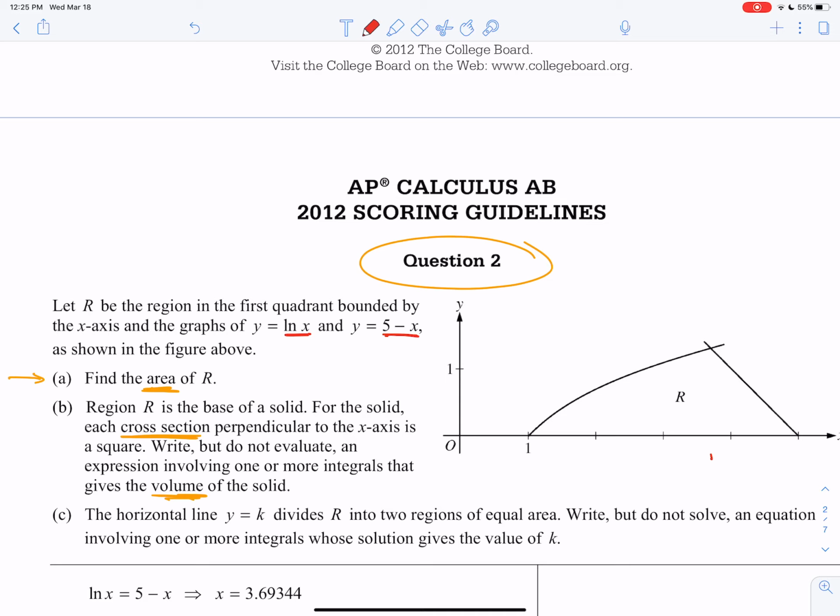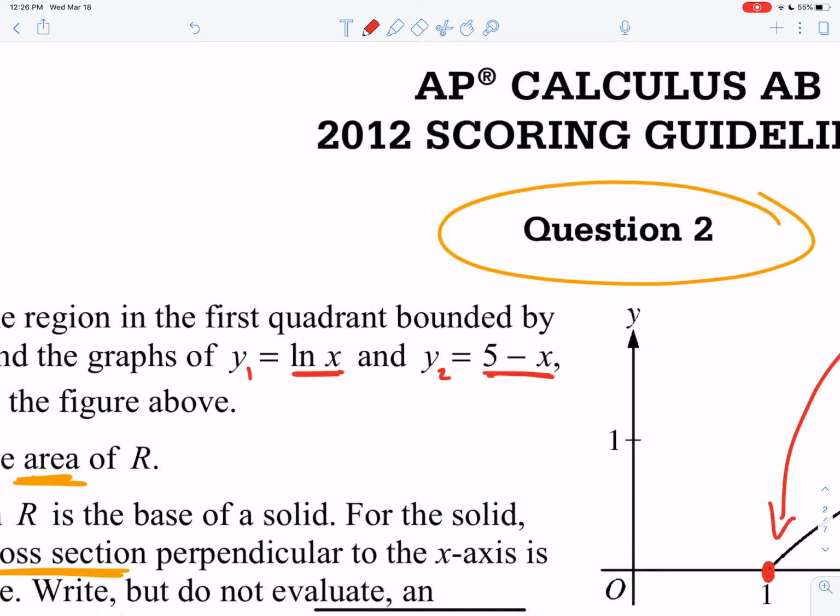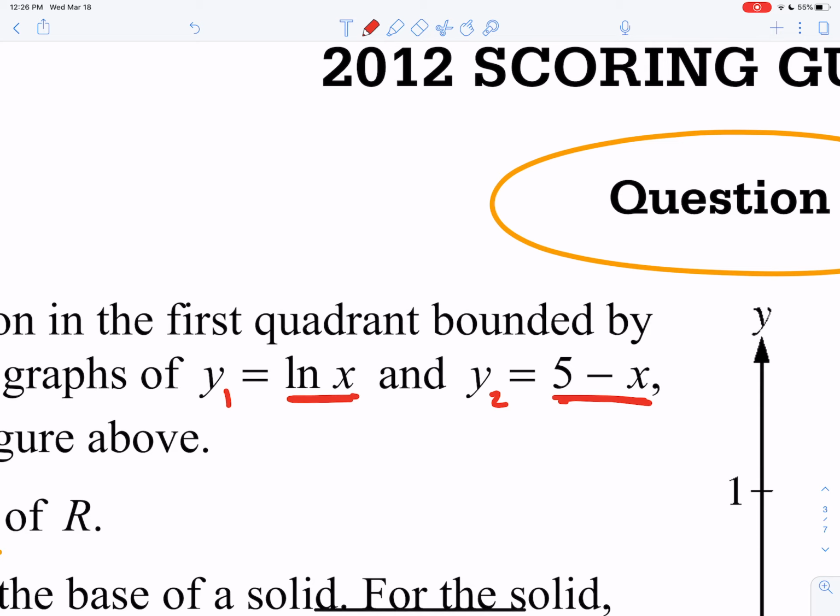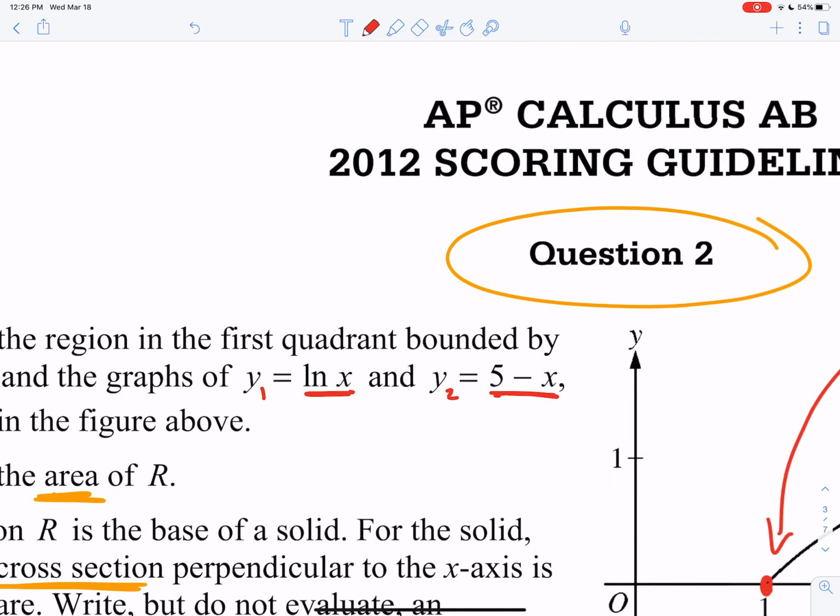If we wanted to integrate in terms of x, we would want to integrate the natural log of x from 1 all the way to about this point, okay? Now, how do we actually find that? This is where your calculator comes into play, okay? What you're going to do is you're going to graph the natural log of x and 5 minus x there, and you're actually going to find out where they intersect, okay?